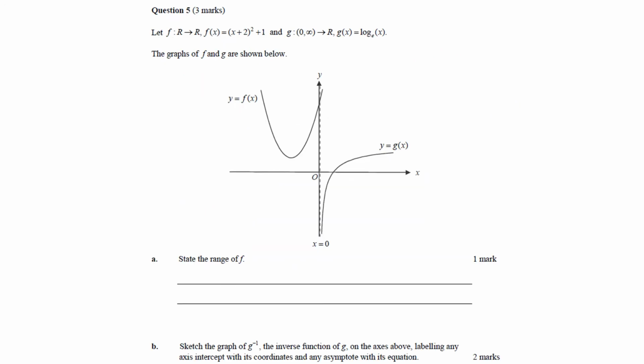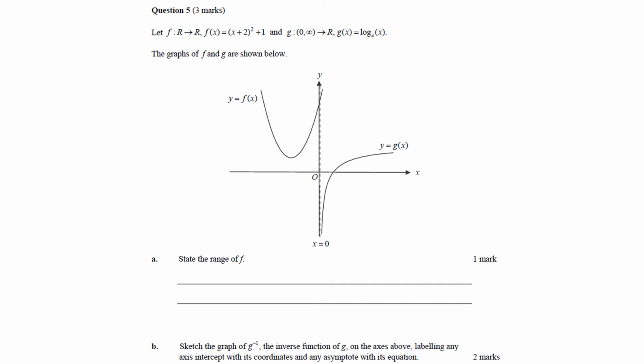Okay, for this next problem, we've been shown two graphs. f of x on the left is a parabola. g of x on the right is a logarithm. First thing we need to do is state the range of x. So thinking back to semester 1 when we were talking about the different ways that we can represent quadratics, this is a quadratic in turning point form.